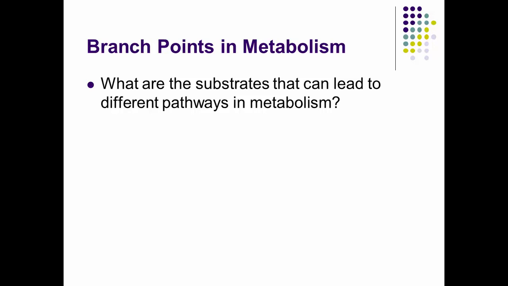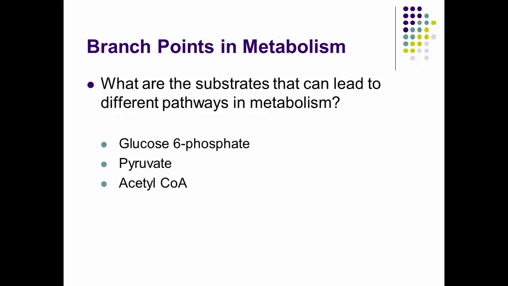So now let's talk about the branching points in metabolism. A branching point is a substrate that can be connected to different metabolic pathways, and they are very important intermediates in metabolism. There are actually 4 of them: glycerol 3-phosphate, pyruvate, acetyl-CoA, and succinyl-CoA.